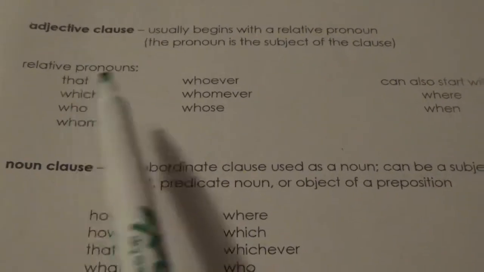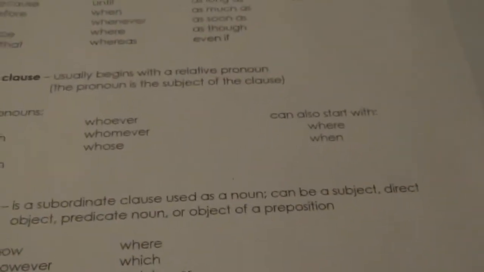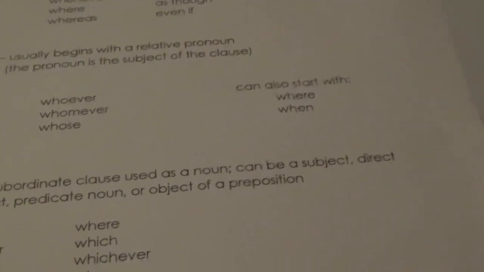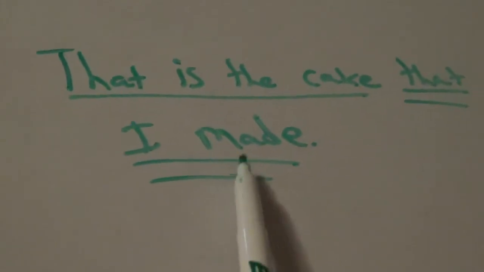When they do, this relative pronoun actually is the subject of the sentence, like that is the cake that I made. There we have the relative pronoun that beginning this dependent clause. We have that is the cake as an independent clause and that I made as the dependent clause.